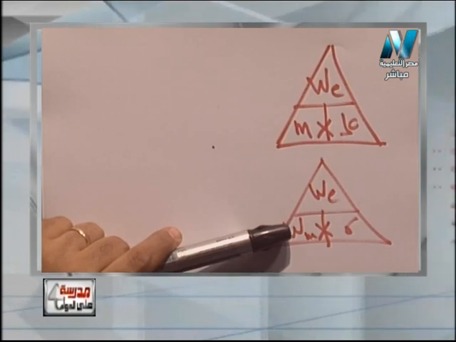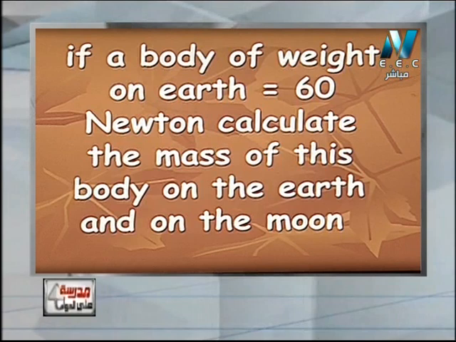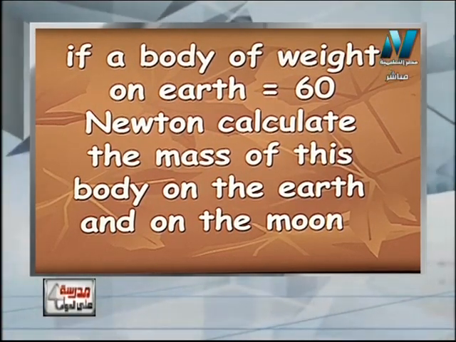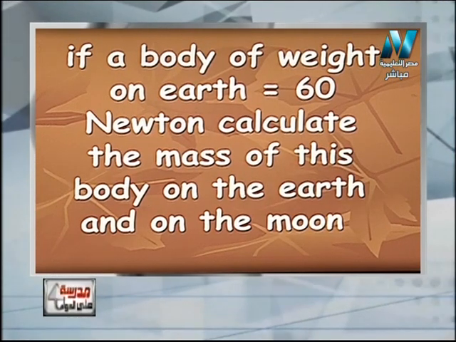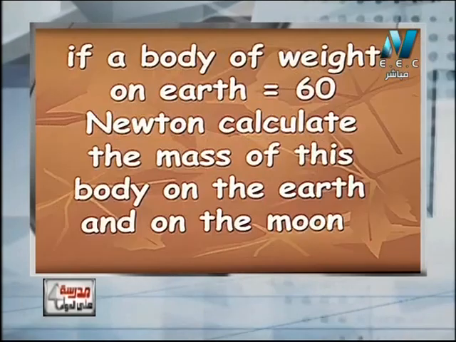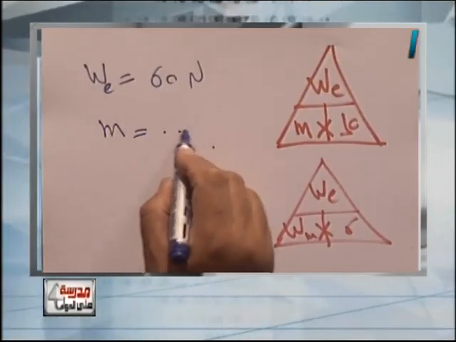So now let's have a problem to solve it. Okay, here I have a problem. If the body weight on earth equal 6 Newton. هكتب ازاي؟ هكتب هو بيقول لي هنا الويت عند الارث equal 6 نيوتن. Calculate the mass of this body on the earth and on the moon. هو هنا عايز مني الماس عند الارث and on the moon.